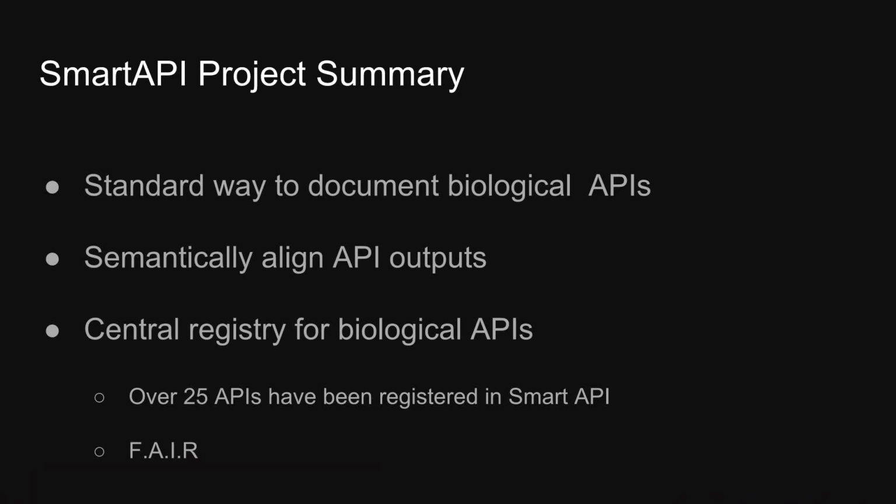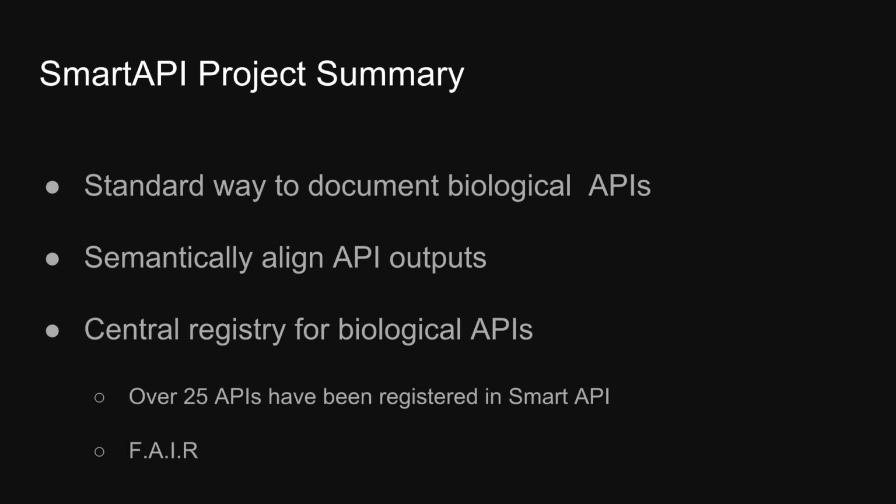So that's the summary about Smart API. First, it provides a very standard way for people to document their APIs. So people can easily know how to make API calls, and they know what the input and output of each API is about. The second part for Smart API is that it provides a great way through JSON-LD to semantically align different API outputs. So API outputs from MyGene.info, MyVariant.info, or about example gene ID could be semantically aligned together.